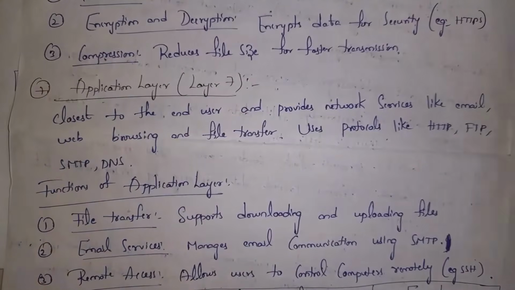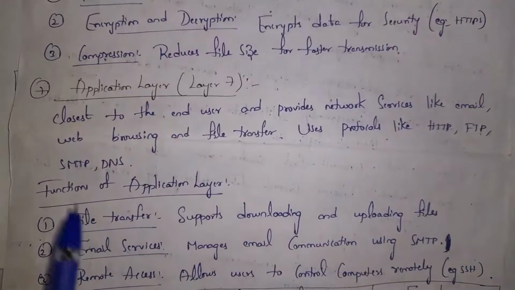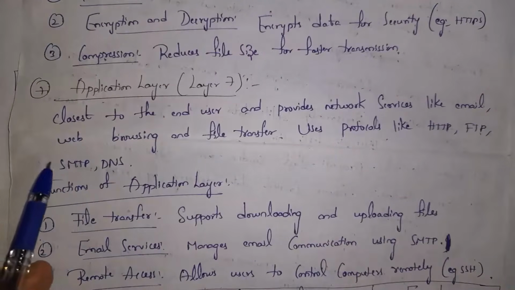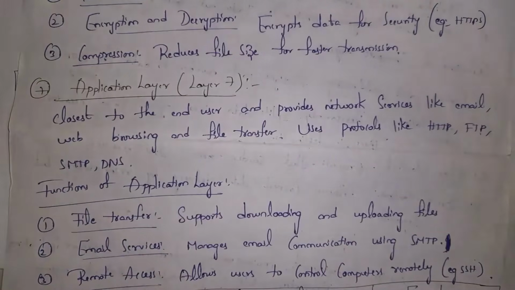This application layer contains various kinds of protocols like the HTTP protocol, FTP protocol, SMTP protocol, and DNS protocol. Protocols are nothing but rules. By using those protocols, computers can communicate with each other on the internet. Okay, these are the three functions of the application layer.